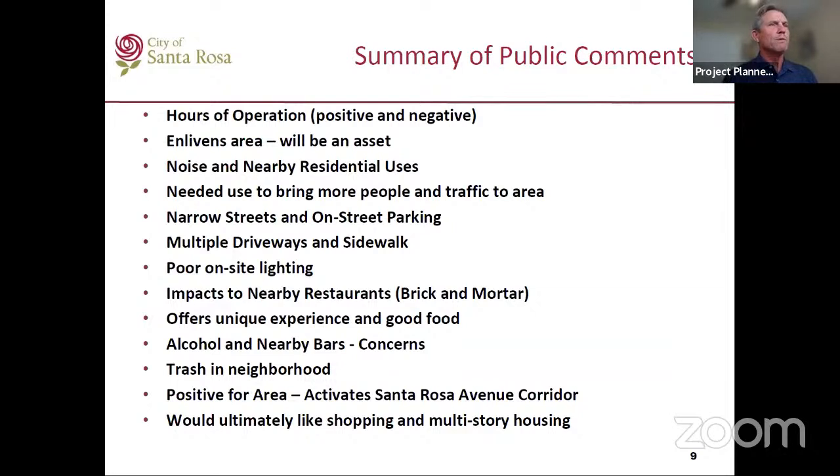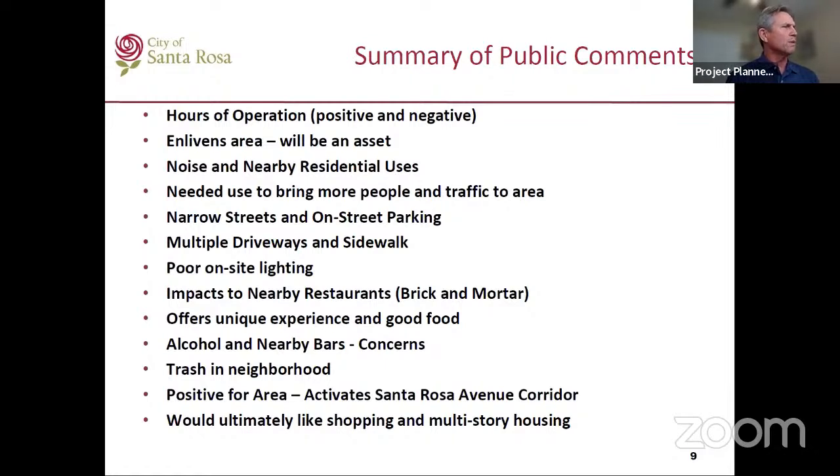So we've received a number of emails, and that's why I mentioned that little comment about hopefully that your email has been received and passed along. So the public comments include this full list, and I'll just briefly go through them. Hours of operation have been a concern and also expressed as a positive for the project. There are comments regarding the project enlivening the area and that it would be an asset. There are comments received regarding noise in nearby residential uses as being a negative, and there are concerns expressed for noise. There are comments received that the project is a needed use to bring more people and traffic to the area.